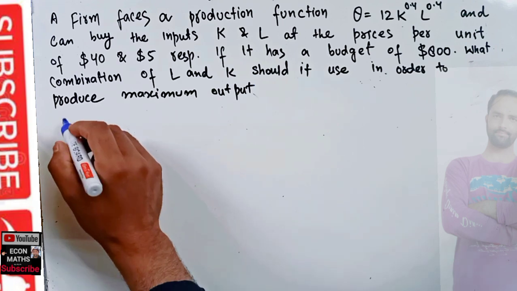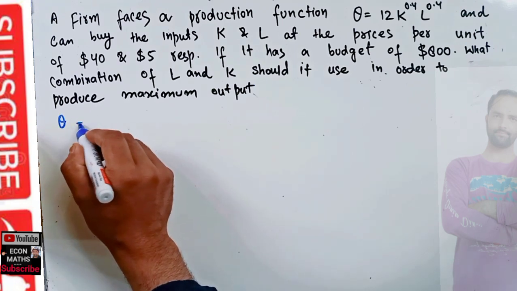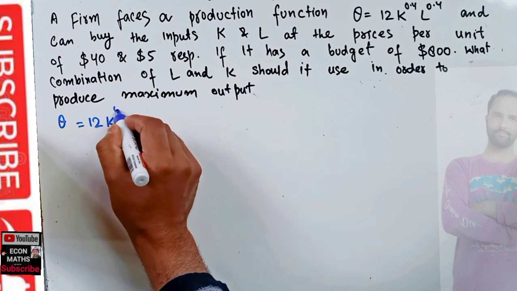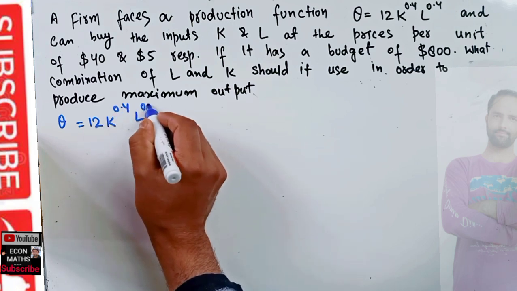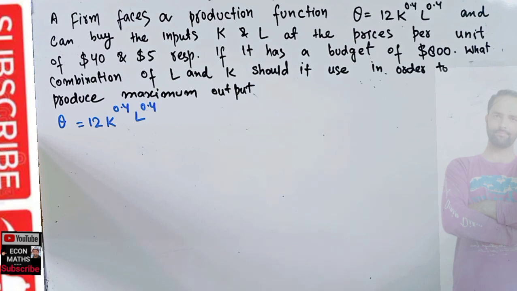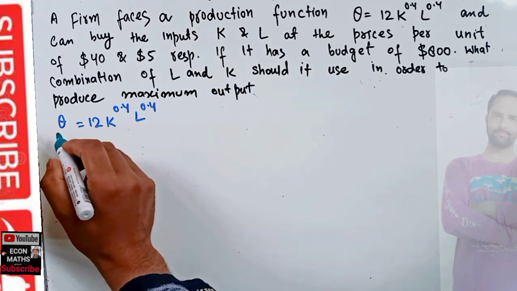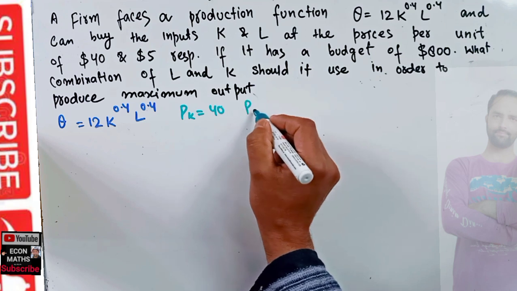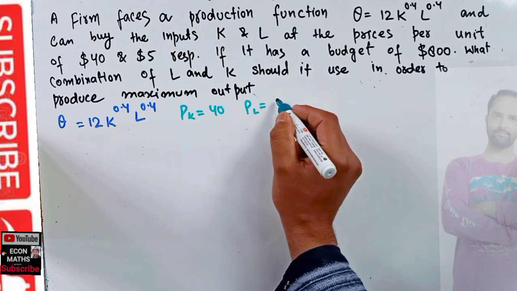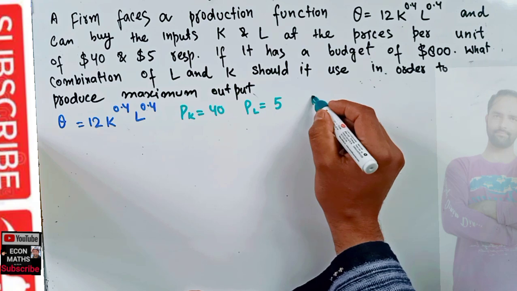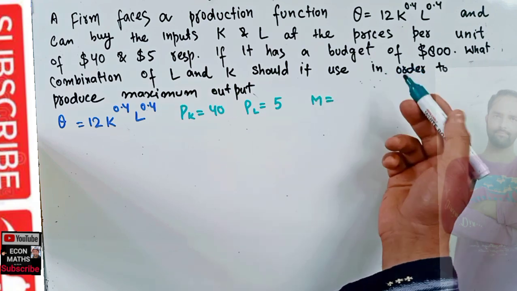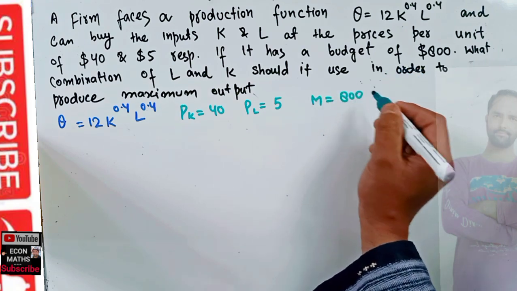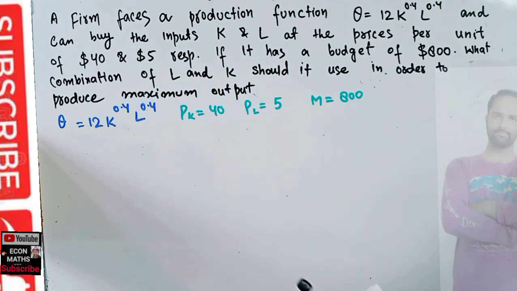What are we being given? We are being given the production function Q is equal to 12 K to the power 0.4 L to the power 0.4. Also, we are being given the price of capital is $40, the price of labor, which is the wage rate, is $5, and the total income or total budget available is $800. We need to find out the optimal combination of labor and capital.